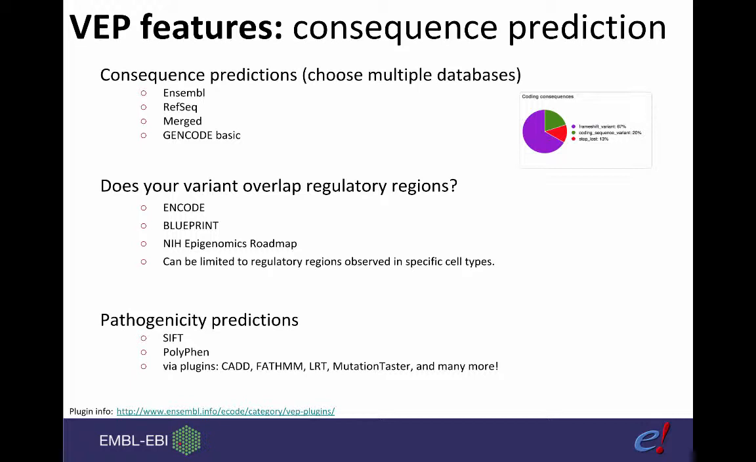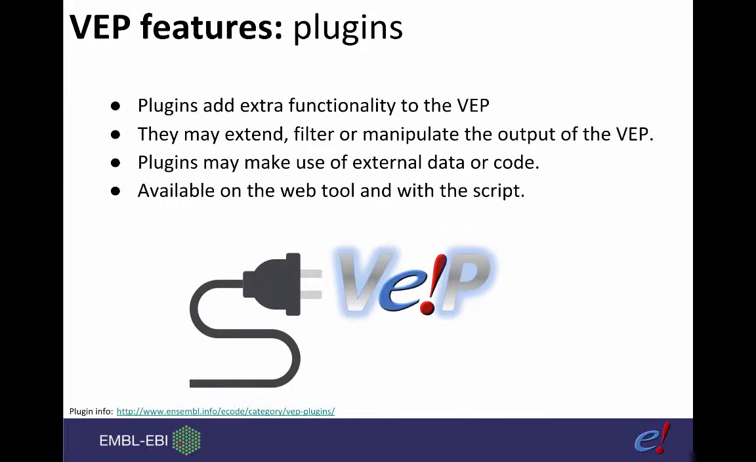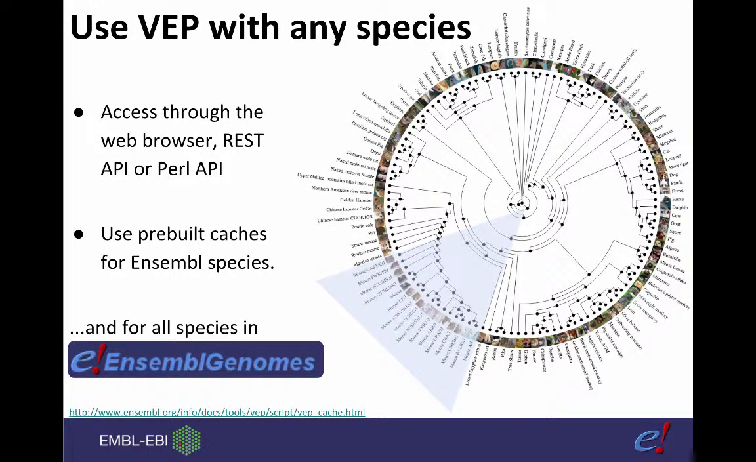We've looked at SIFT and PolyPhen already, but we also have a range of plugins, which I'll talk about in the next slide, that will enable you to run additional analyses on your variants for pathogenicity predictions. Plugins are things that we don't do by default for the data we present on the website or in any of our databases, but we enable you to use them in the VEP, so you can run additional data and get additional output in your script. This is available on the web tool and with the script as well. So we'll look at these in the demo.